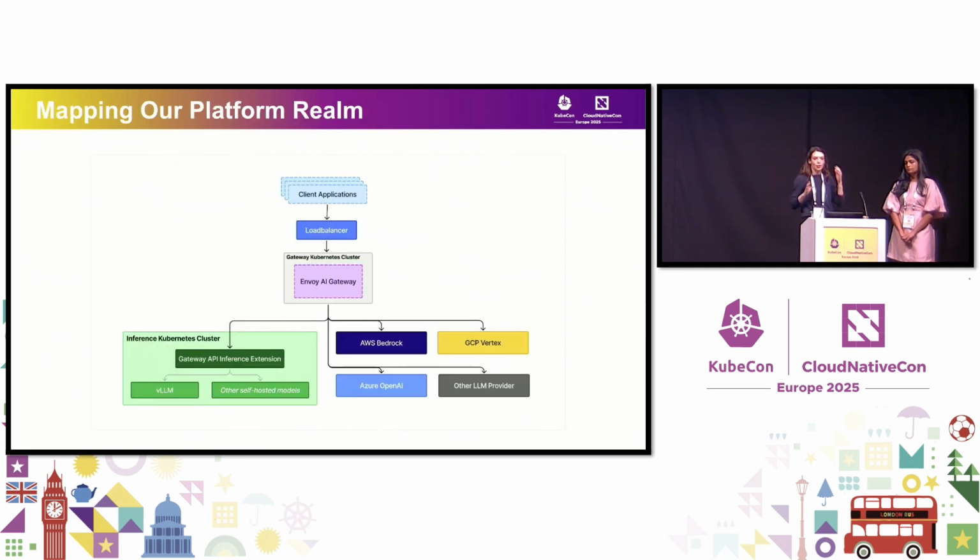So for an overview, let's look at what a typical GenAI platform will look like from a high level. So we might have a load balancer. We might hit a gateway for us. We use the Envoy AI gateway. And we use that to be able to serve on-prem, a managed inference Kubernetes cluster. And we use KServe with that.